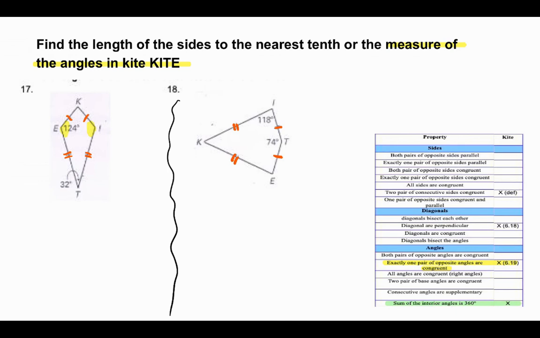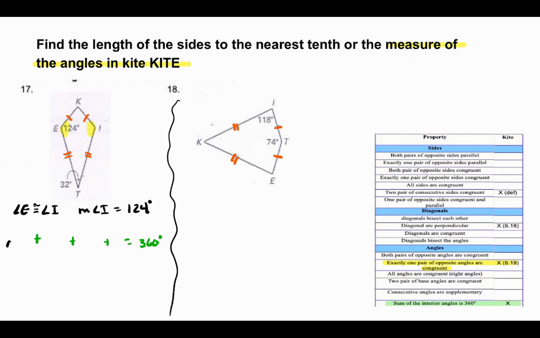So in this problem, we're going to get that angle E is congruent to angle I. So my measure of angle I is also going to be 124 degrees. To find the fourth angle, we use the fact that the sum of our angles is 360. So we're going to add together all four of our angles and set it equal to 360 degrees.